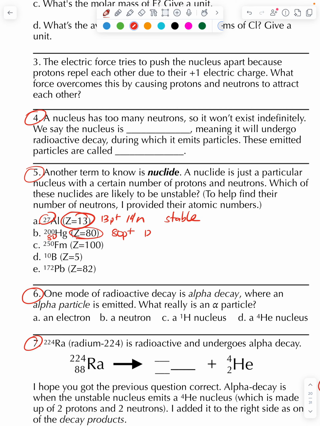Boron is element 5, so this has 5 protons and 5 neutrons. Yeah, same number. We'll say it's stable. And lead 172, that has 82 protons. It could be stable, but that has 82 protons and 90 neutrons. I know that's more neutrons than protons, but we're at those really heavy elements. By that time, we need about 1.5 times as many neutrons as protons to have a chance of being stable. So I'm pretty sure that's going to be unstable.